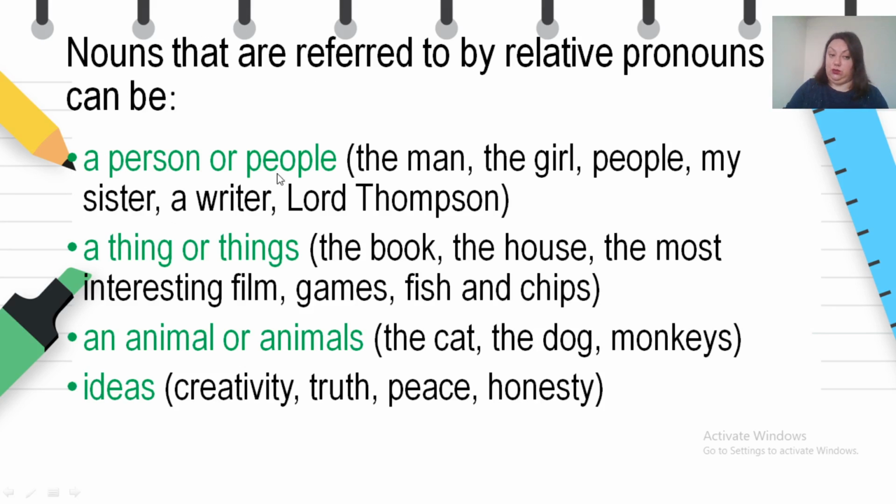Person or people, the man, the girl, people, my sister, a writer, Lord Thompson, a thing or things, the book, the house, the most interesting film, games, fish and chips, animal or animals such as the cat, the dog, monkeys, and relative pronouns give information about ideas such as creativity, truth, peace, and honesty.